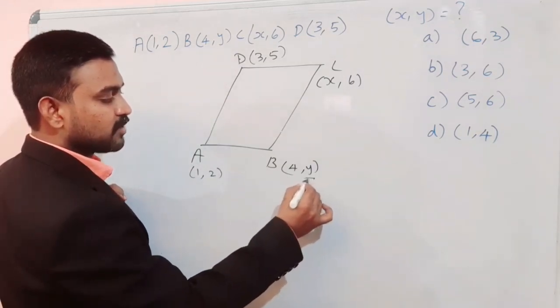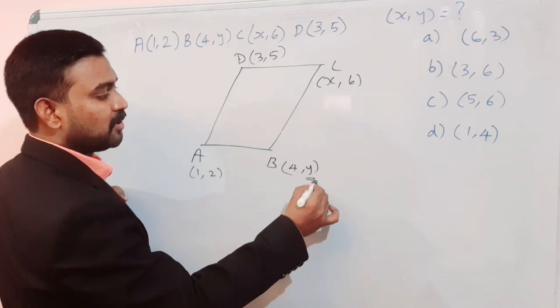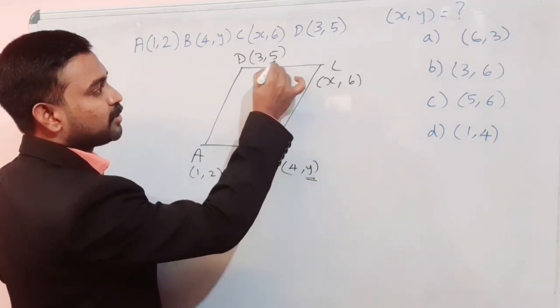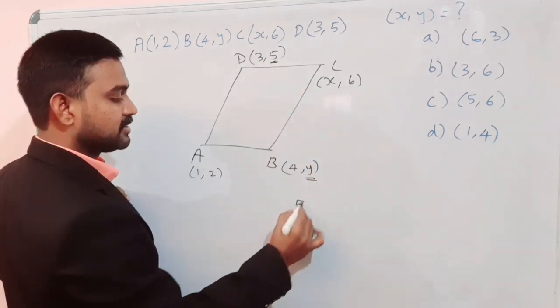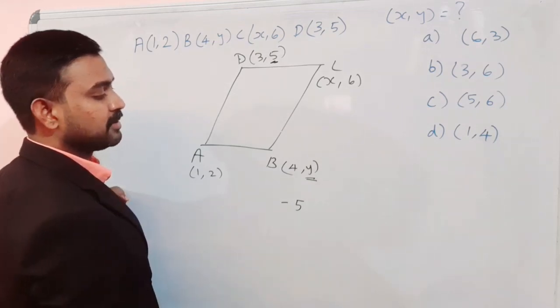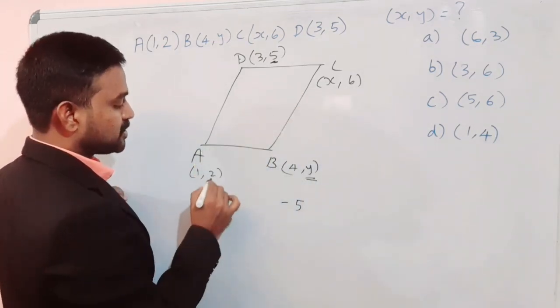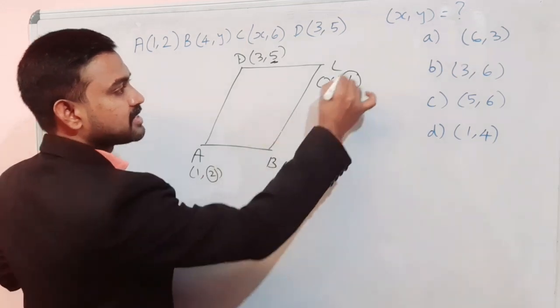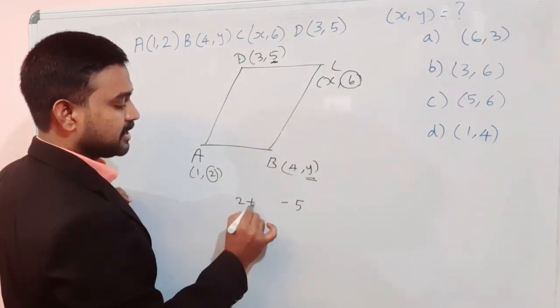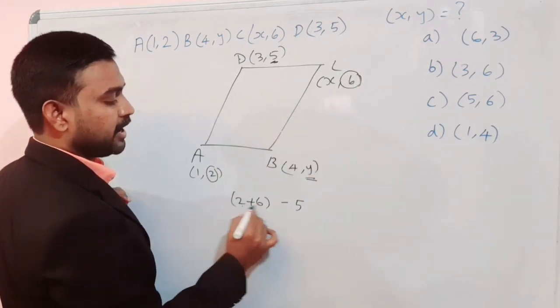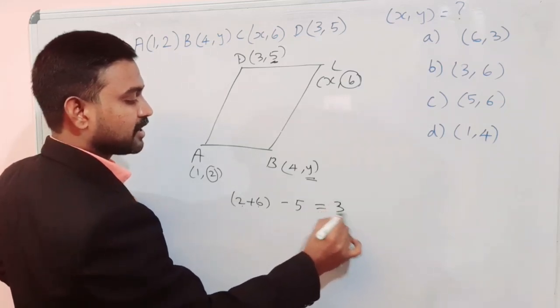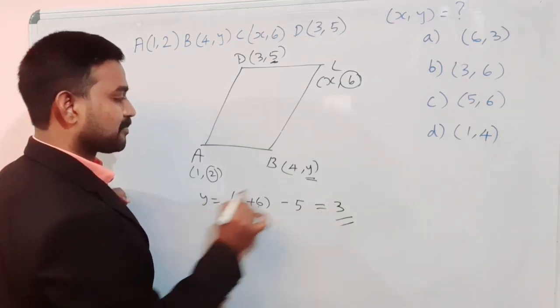We need to find this value y. The opposite y value is 5. Just write this 5, and it should be subtracted from the sum of the other two y values. Here one y value is 2, here it is 6. What is 2 plus 6? 8. So 8 minus 5 is equal to 3. So this is the y value.